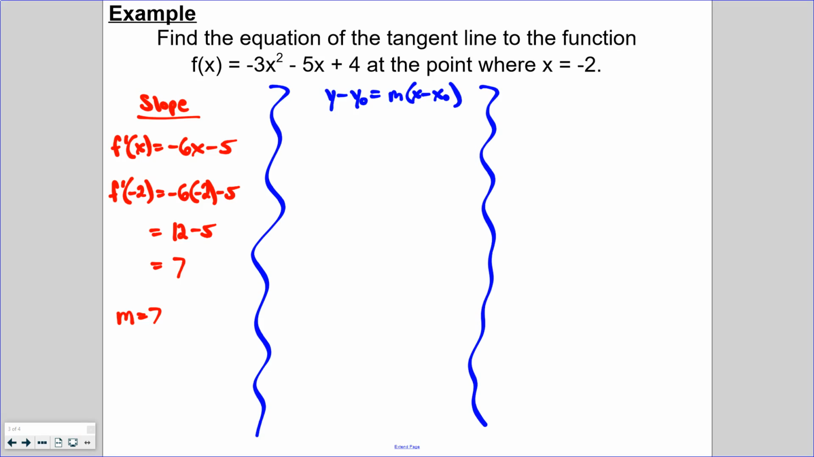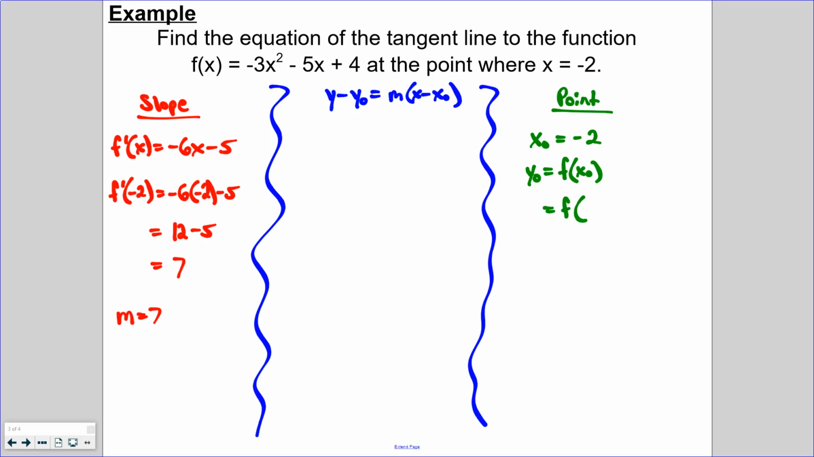Alright, then the next piece of information we need is the point. However, in this particular problem, we are only given the x value. So we know that x sub 0 is equal to negative 2. Now we need to find the y value, or y sub 0. And we know back from algebra that in order to find the y, we just take the input and plug it into our function. So we just need to find f of x sub 0.